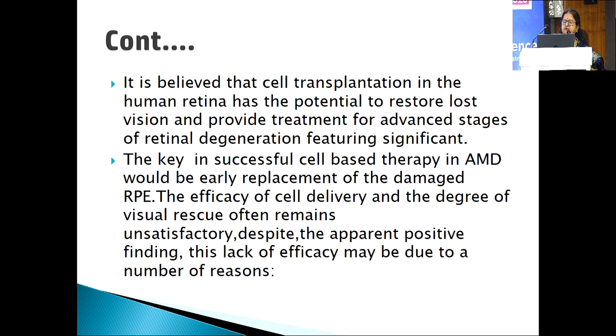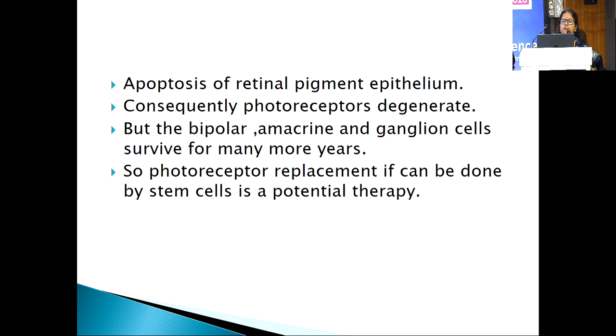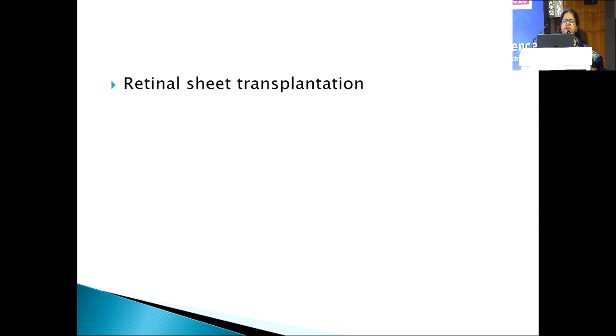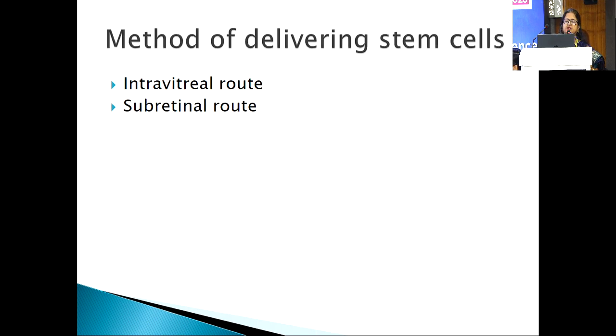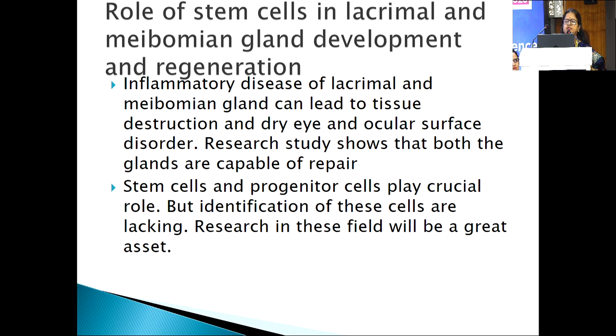It is believed that cell transplantation in the human retina has the potential to restore lost vision and provide treatment for advanced stages of retinal degeneration. Stem cell and ganglion cell replacement may be possible in the near future from induced pluripotent stem cells. The major problem is the reconnection with the donor cells. Delivering the stem cells can be through the intravitreal route or the subretinal route.